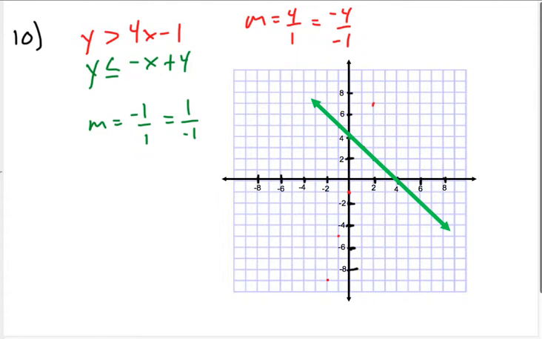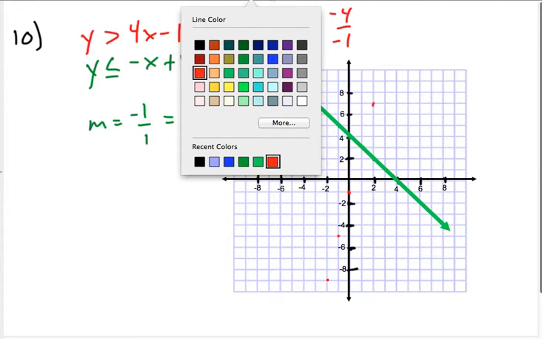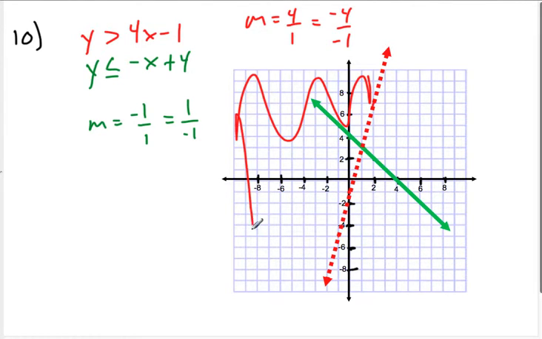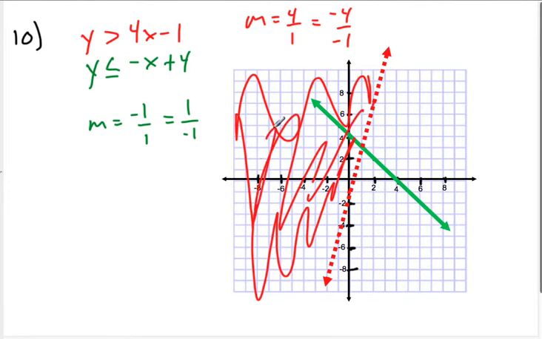So let's get a red one and make sure it's dotted. Okay, goes from down here up to there. Now we have to deal with shading. So the red one shades above the line because it's greater than, y is greater than, so the shading is going to be on this side.